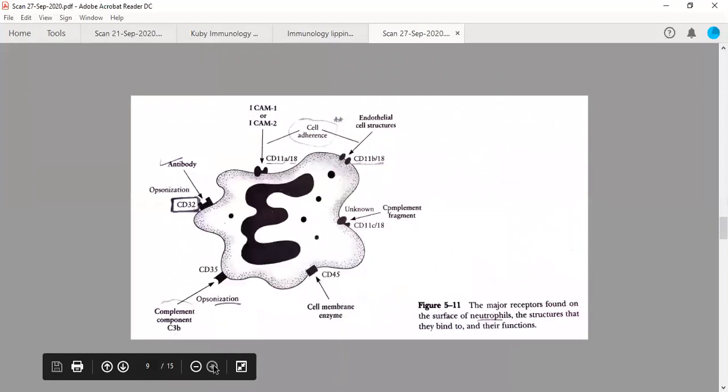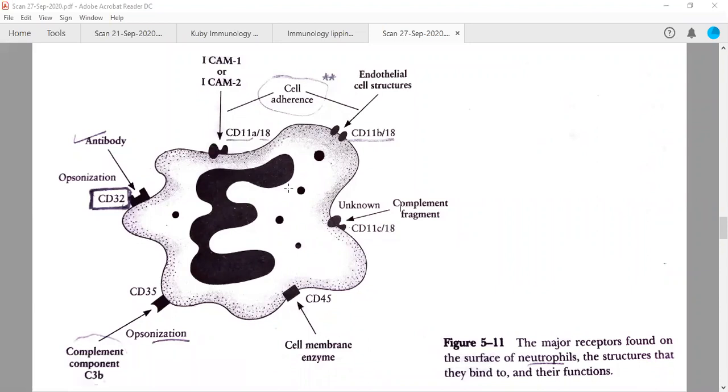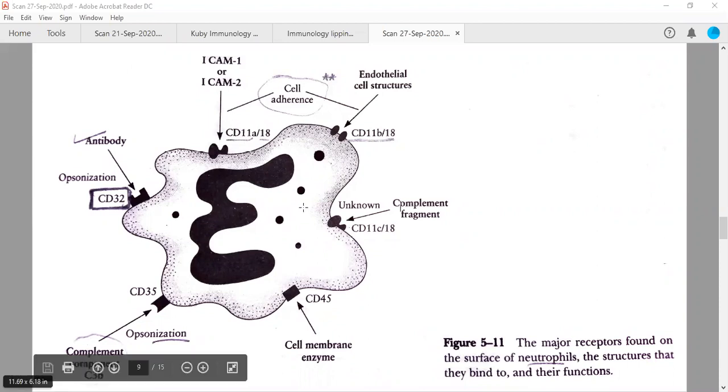Let me zoom this one. All right. So here is the diagram for the neutrophil, right? And it is showing that there are different types of receptors present over neutrophils. CD32 will help in binding with antibodies. CD35 will help in binding with complement fragments called C3b and C4b.